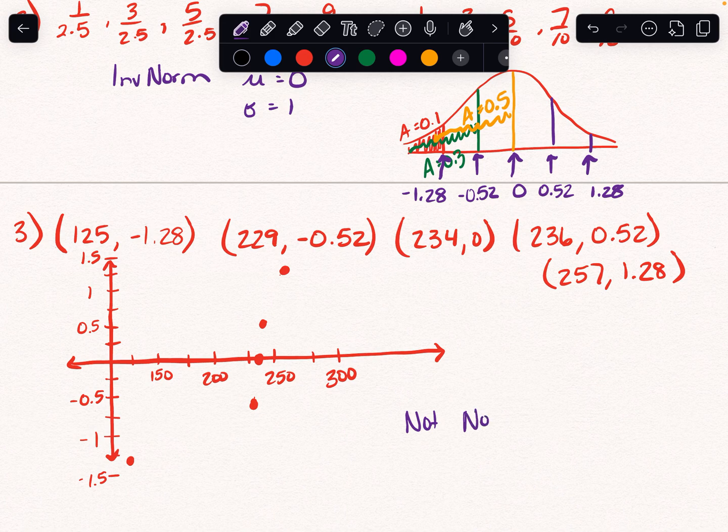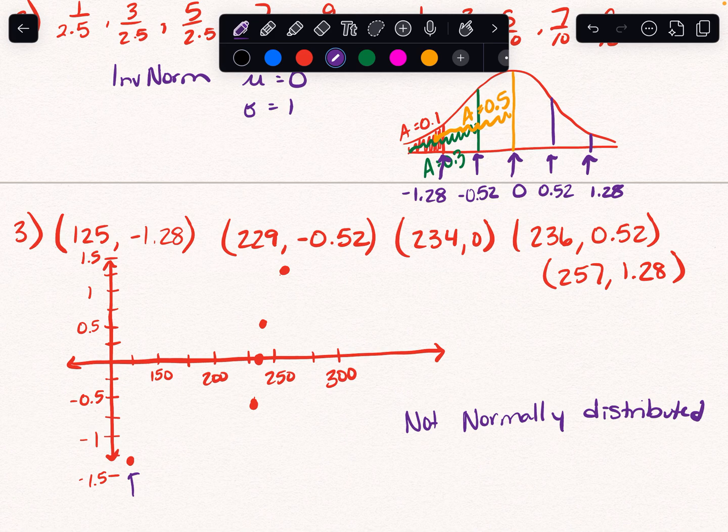distributed because these points do not appear to be a straight line. If I would actually eliminate that data value, I would probably say these other 4 appear to be a straight line, so then it would be a normal distribution graph for those 4 data values. But it's not. And that's all we got.